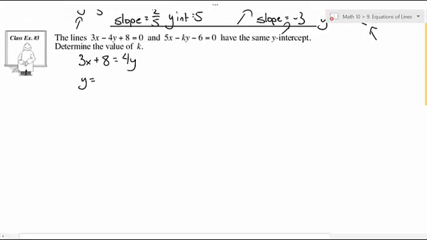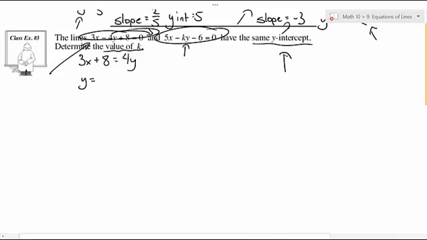Class exercise number 3 adds another level of complication where they have these two lines here, but one has a k in it. They have the same y-intercept, and we need to determine the value of k. So the first thing that we want to do is take this equation that we have everything for, and put the y onto the other side of the equal sign. That's going to help us get y equals mx plus b, and that'll help us find the y-intercept.